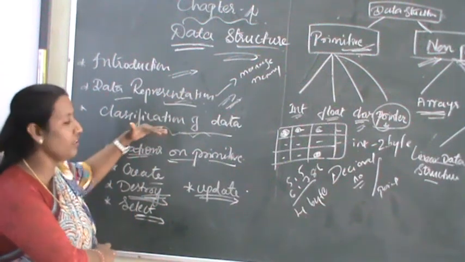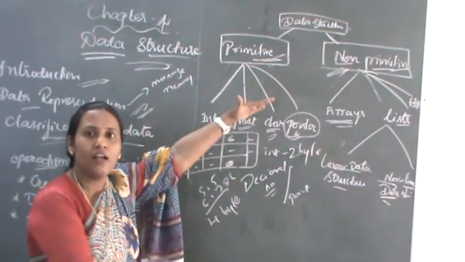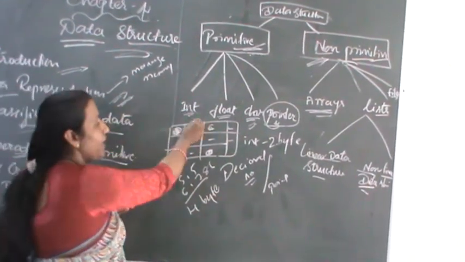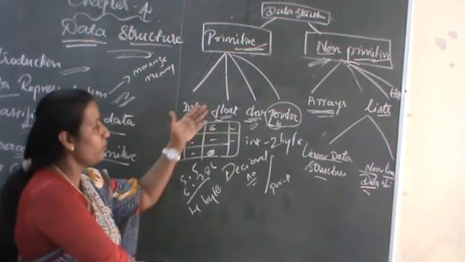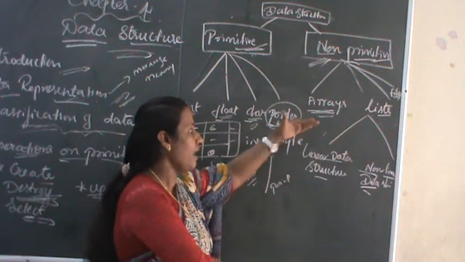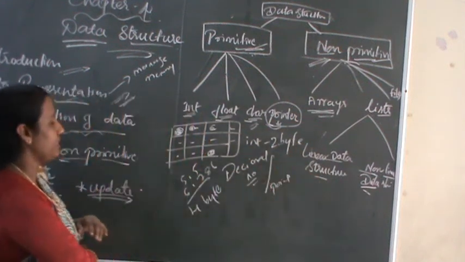Then we studied the classification of data. In the classification of data we have primitive and non-primitive data structures. In primitive data structures we have int, float, char, pointer, which are simple forms of data. In non-primitive data structures we have arrays, lists, files, and in arrays, linear data structures and non-linear data structures.